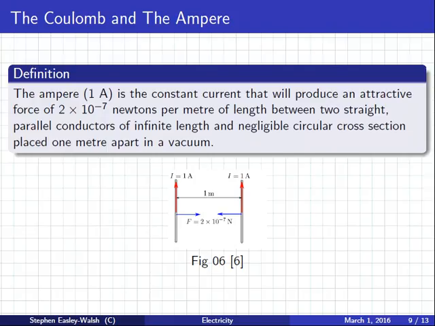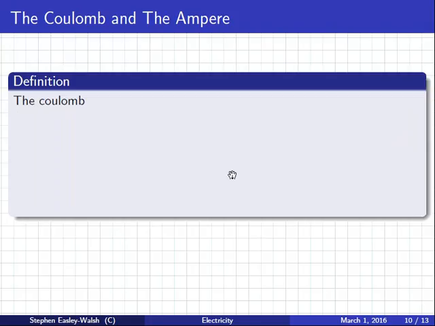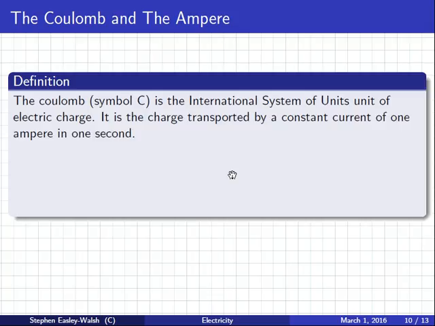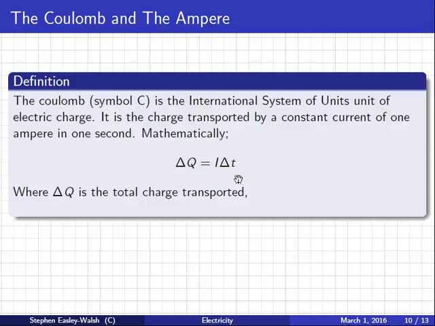Okay, do you have this? Now the Coulomb. The Coulomb, which has the symbol C, is the International System of Units measurement of electric charge. So what is the definition of a Coulomb of charge? It's the charge you get when 1 amp runs for 1 second. So mathematically, the charge is equal to the current multiplied by the time, where Q is the total charge, I is the current, and T is the time.